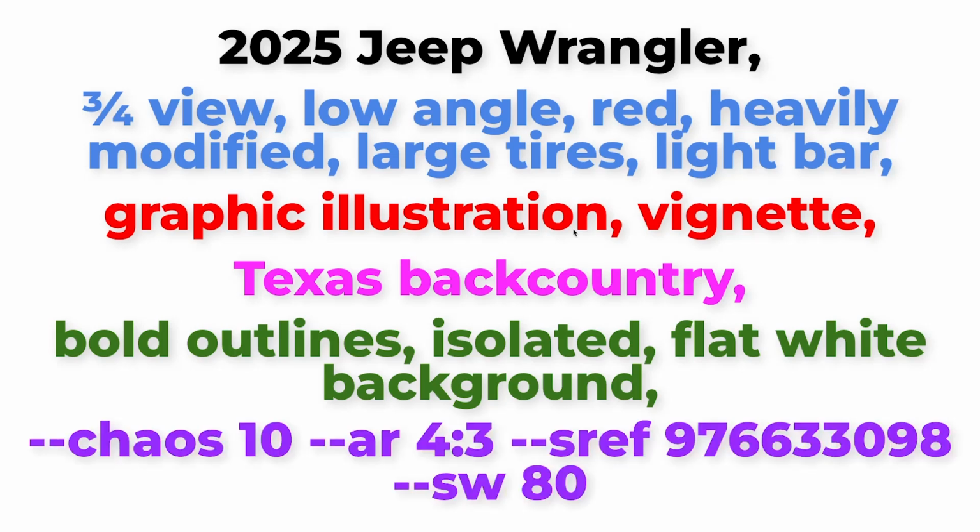And lastly, we have our Midjourney parameters of chaos 10, that's our variety level, aspect ratio of 4:3, and we're going to use an SREF code that's got a really great way of rendering art, and that's 976633098, but we're controlling that with a style weight of 80. Remember, the default is 100. If you don't put any style weight in, it's 100. So we're just under that. And I feel that that really helps control SREF codes a little better so you don't go crazy with them, right?